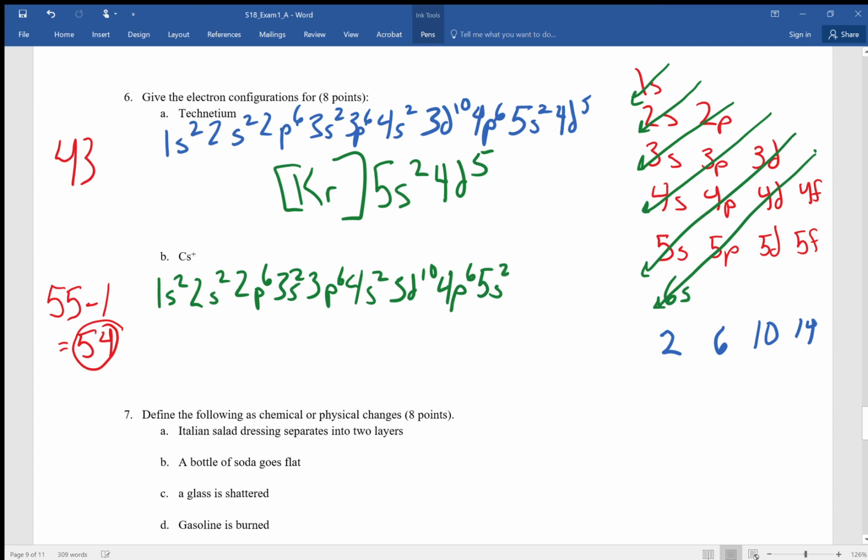Again, we said we need 11 more electrons than what we had for technetium. So previously we had stopped at 4d5, we can put an additional 5 there, and then the last 6 can go into the 5p.